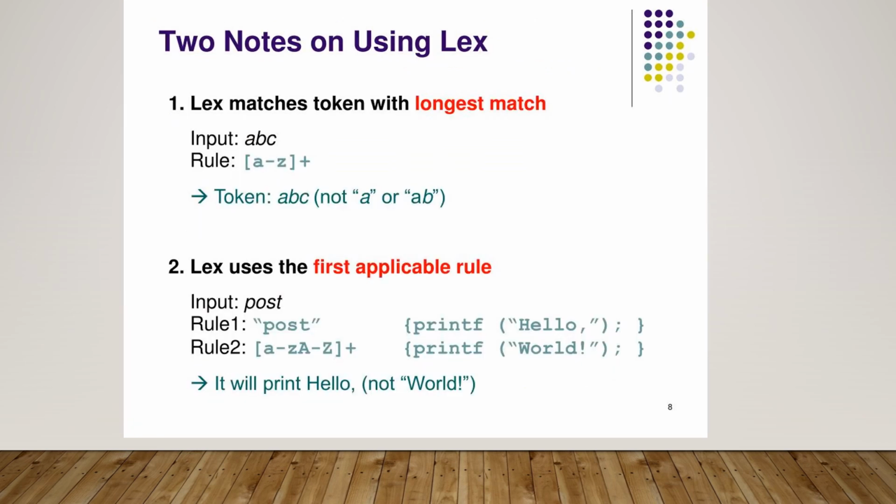There are two notes on using Lex. Lex matches the token with the longest match. Input ABC, rule is A to Z plus, and the token we have used over here is ABC, not A or AB. The second one is that Lex uses the first applicable rule. Input is post, rule 1 is post, rule 2 is small a to z and capital A to Z plus, where rule 1 prints hello, while rule 2 prints world. It will print hello, not world.